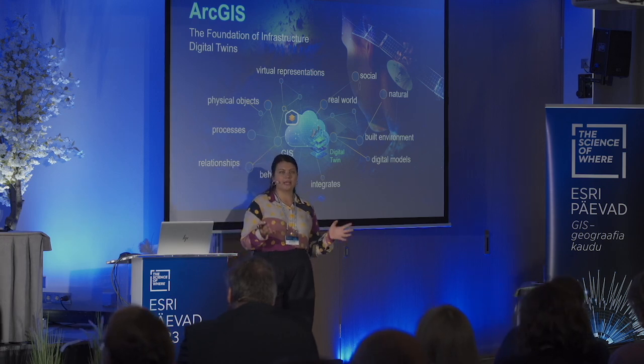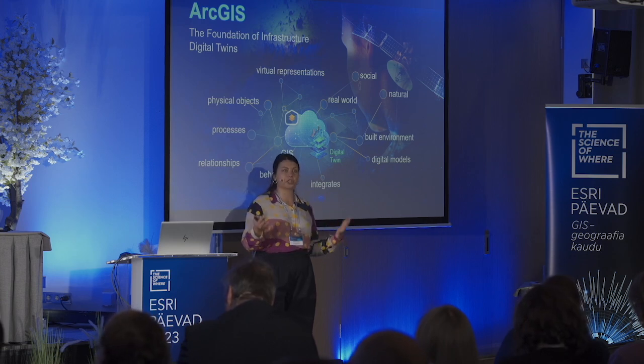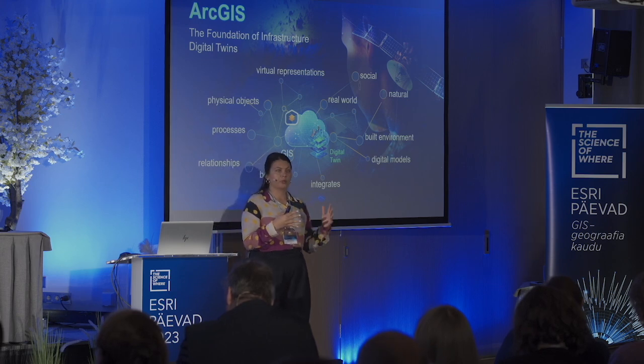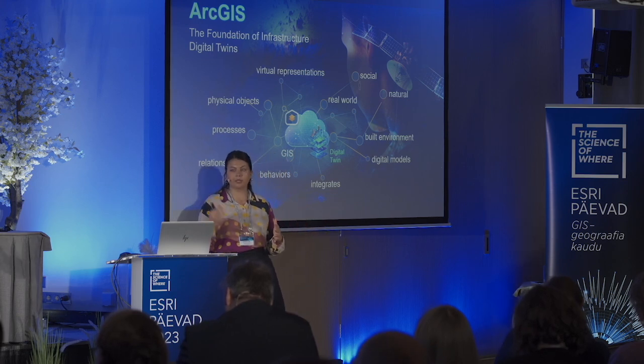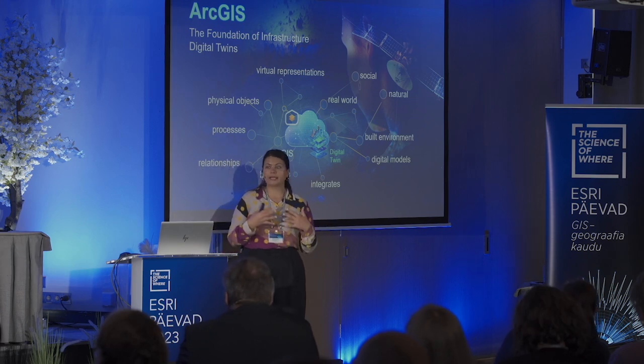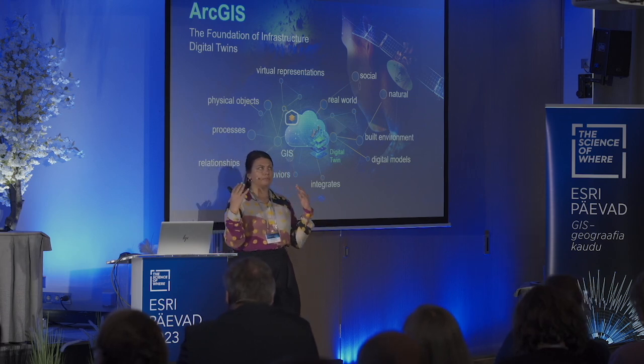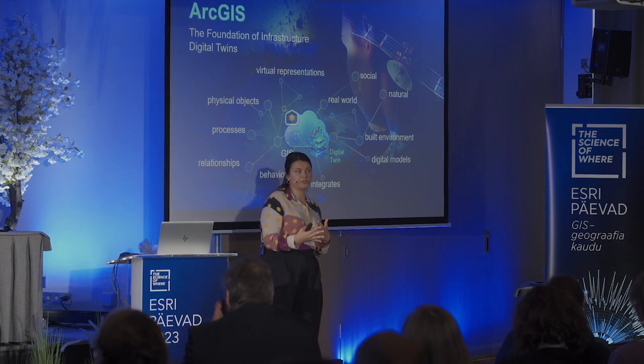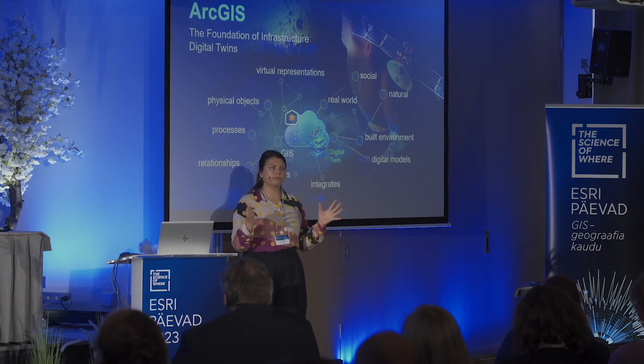And ArcGIS is the foundation for infrastructure digital twins, and it allows you to really find the relationships between the social, natural and built environmental digital models to really help you answer the geographic questions, the questions of how to operate your utilities more efficiently, to find those real representations of the world alive in your workspaces. And most importantly, GIS is fundamental for digital twins, and it helps to integrate different types of digital twins.